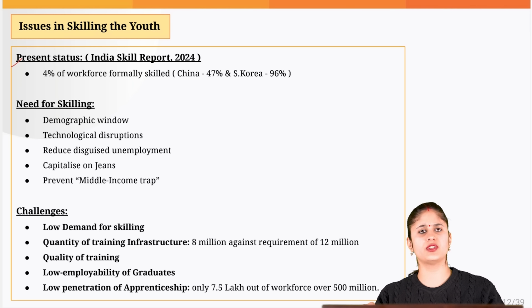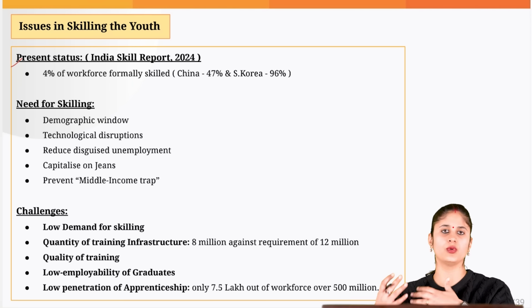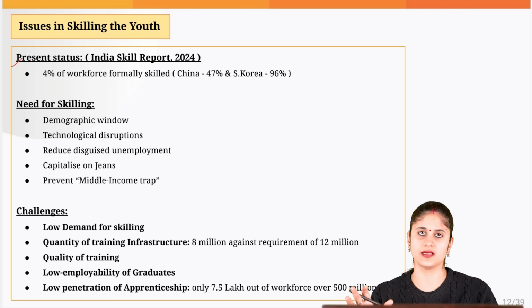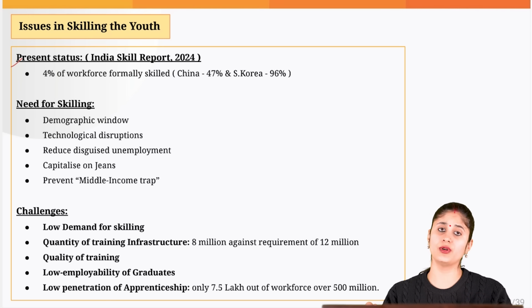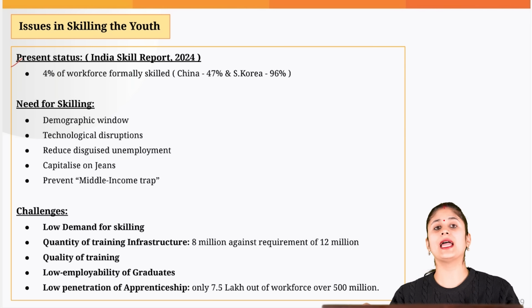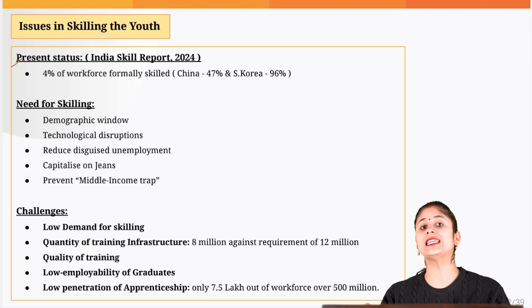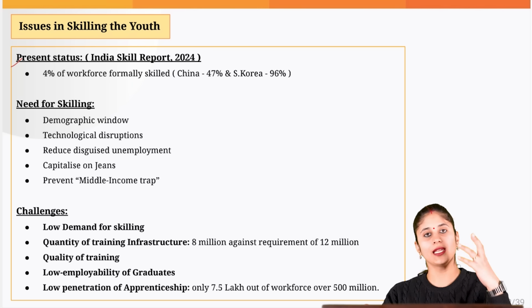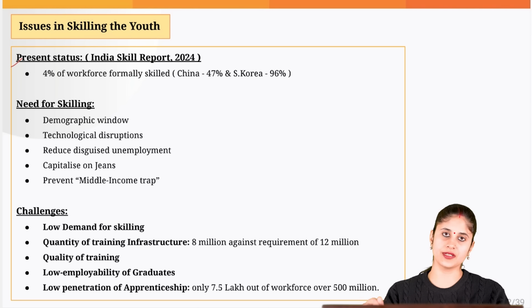Then we have the PM Vishwakarma scheme wherein we are doing skill development for artisans. Then we have the National Rural Livelihood Mission wherein we are focusing upon skilling the rural youth. And in last year's budget we have the skill loan scheme wherein you can get a loan at a subsidized interest rate and use it for skilling purposes.